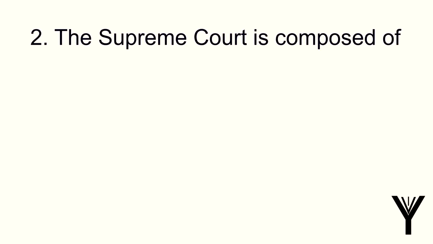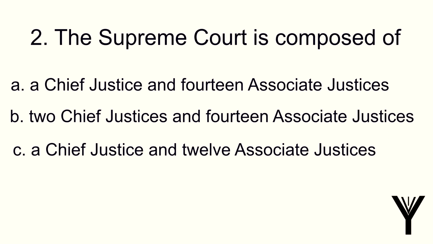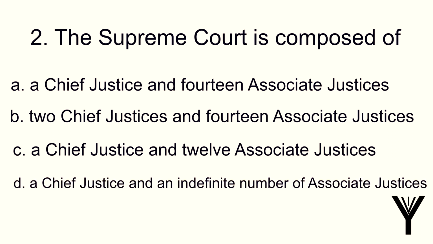The Supreme Court is composed of: A. A Chief Justice and 14 Associate Justices. B. 2 Chief Justices and 14 Associate Justices. C. A Chief Justice and 12 Associate Justices. D. A Chief Justice and an indefinite number of Associate Justices.